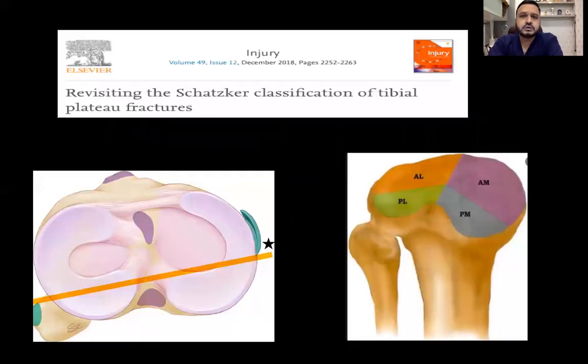Another paper, in 2018 in Injury, revisited the Schatzker classification. Whatever the Schatzker classification is, they added some more information based on CT scan. Similarly, they also made an equator to divide the proximal tibia into anterior and posterior. They took landmarks of the fibular collateral ligament. One point is taken anterior to it, and this is the superficial medial collateral ligament, and a posterior point of it is taken, and this equatorial line is drawn, and then it is divided into four columns. This is anterior, this is posterior, this is medial, this is lateral. So four columns: anteromedial, anterolateral, posterolateral, and posteromedial.